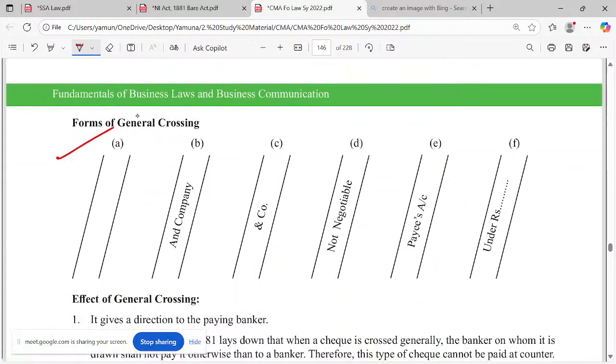So these are the examples. See, either you can draw two transverse lines, or you can put "and company". After drawing, you can write "and company". And within those lines you can write "not negotiable". Within the lines you can write "account payee only" and "under rupees", etc. These are the different modes of general crossing.